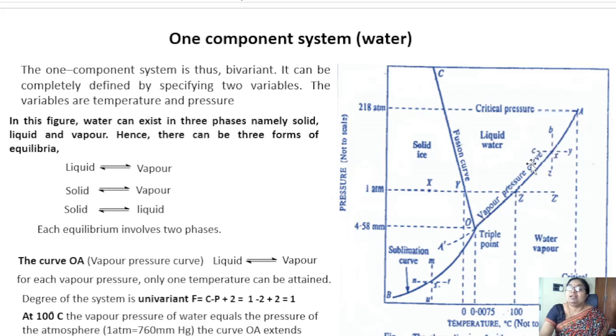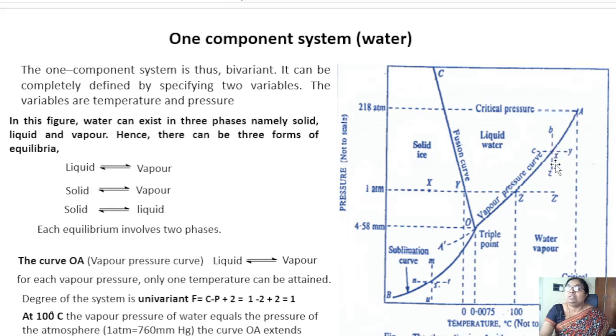Take any one point on this curve, say X. If we increase the pressure along XB, keeping the temperature constant, the water vapor is converted into liquid. If we decrease the pressure, it comes back to water vapor. Similarly, if we increase the temperature and keep the pressure constant, the liquid water is converted into water vapor, and if we decrease it, it comes back to the original state, vapor to liquid.